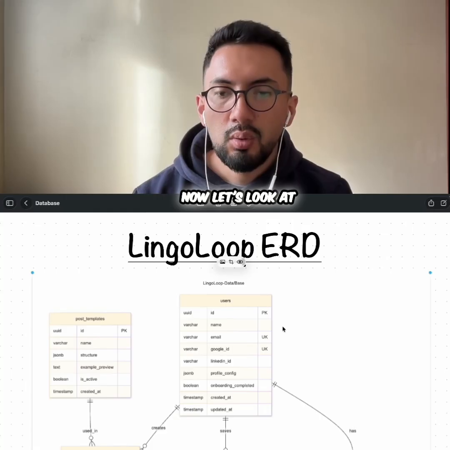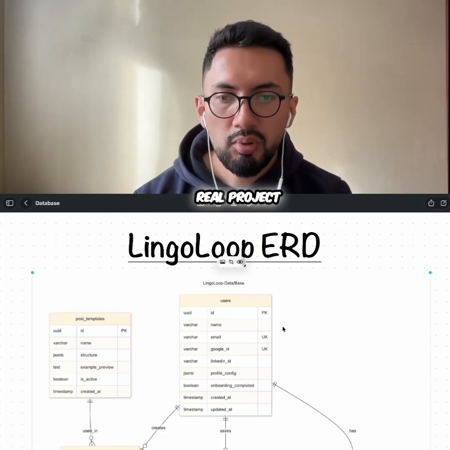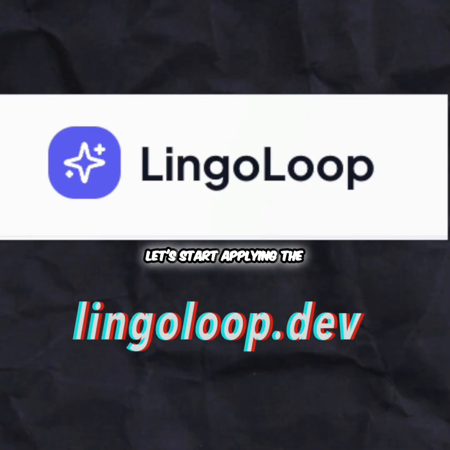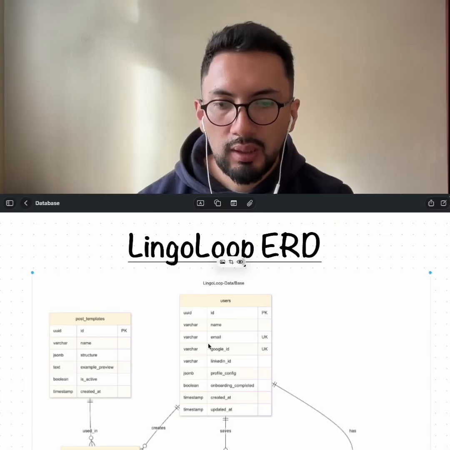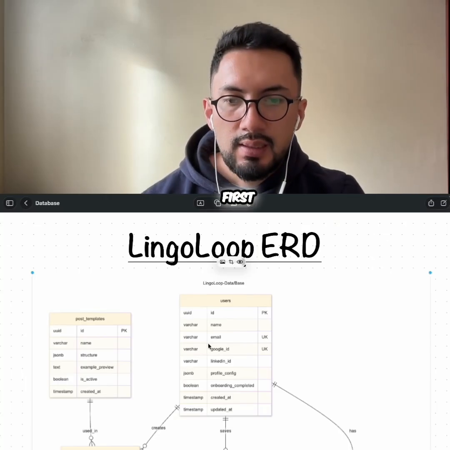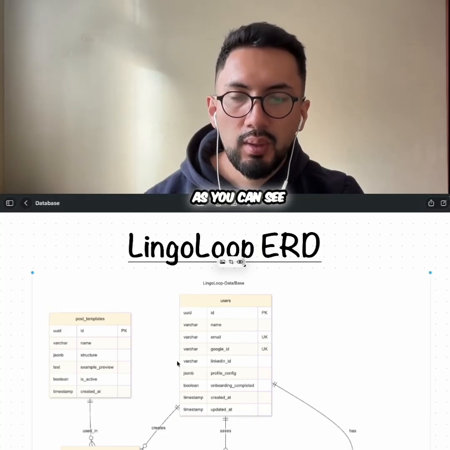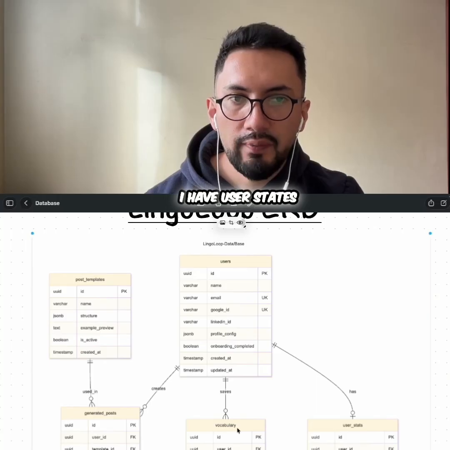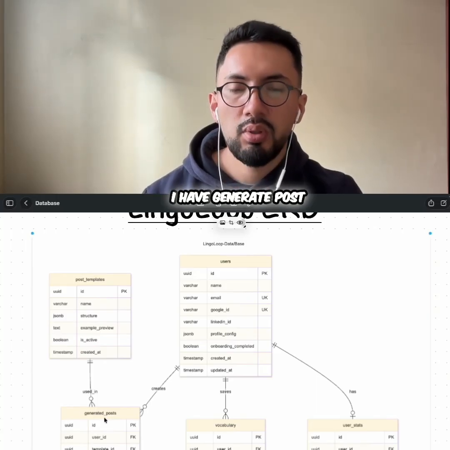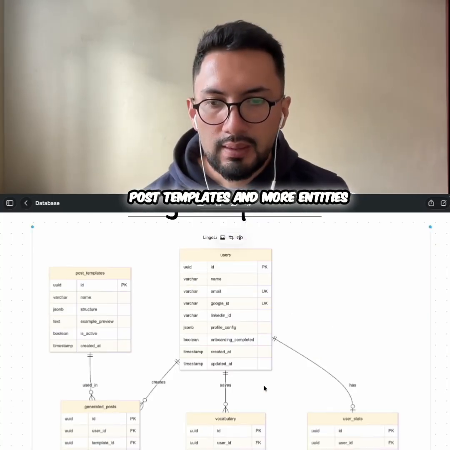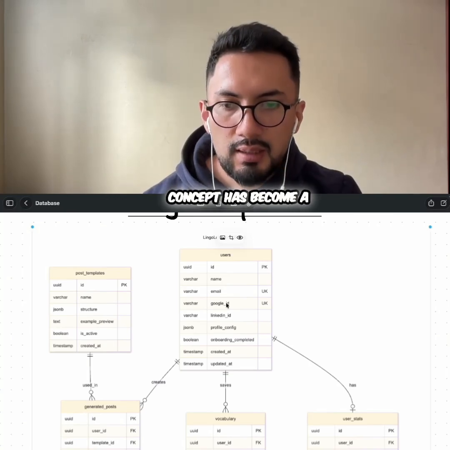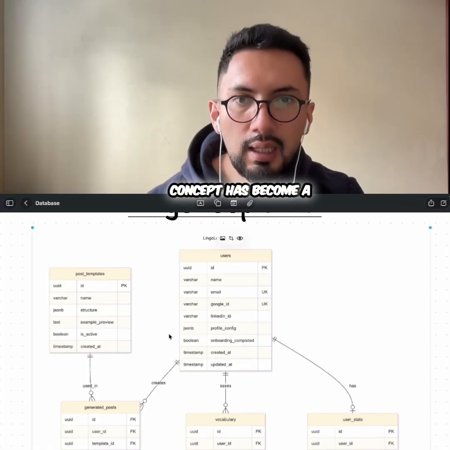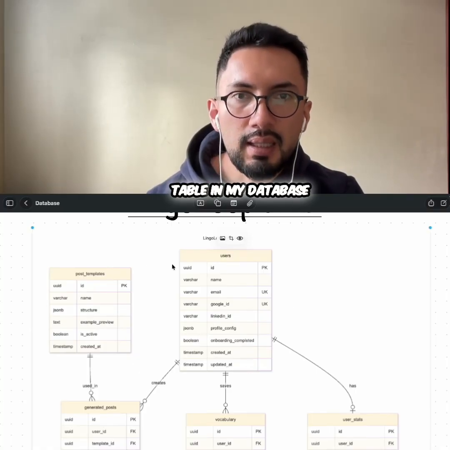Okay, now let's look at these rules in a real project. This is my database diagram for my LingoLoop project. Let's start applying rule number one, entities to tables. First, let's identify the entities. As you can see, I have users, vocabulary, user states, generate post templates, and more entities. Each of these main concepts has become a table in my database.